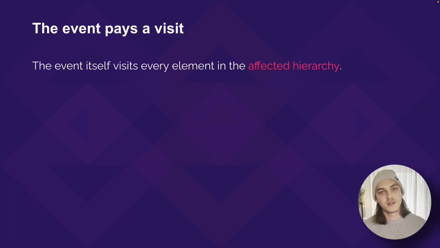The event object will, during the event propagation system that we just illustrated, visit every element in what I call the affected hierarchy. This is also known as the event propagation path.